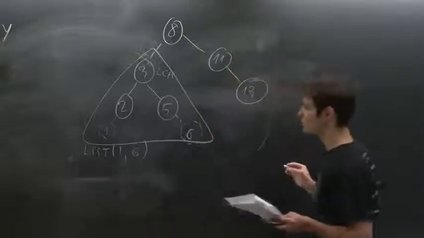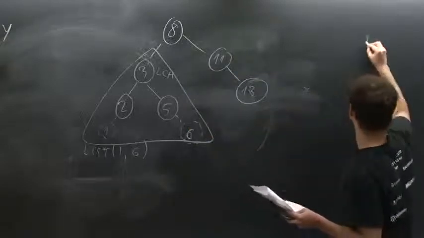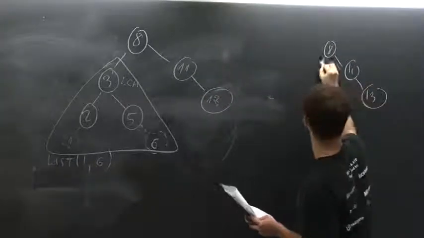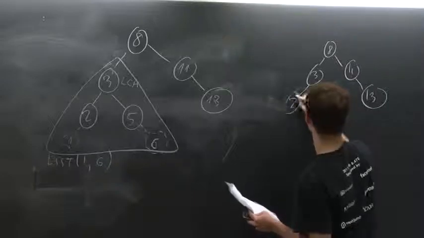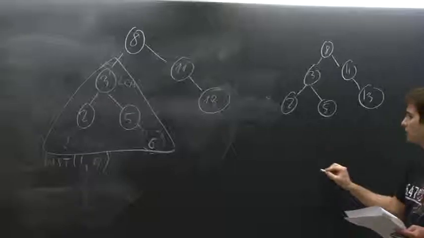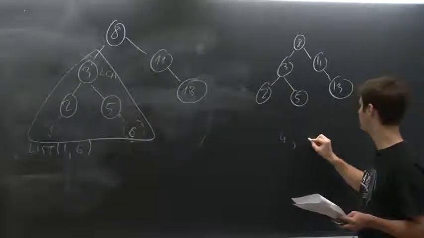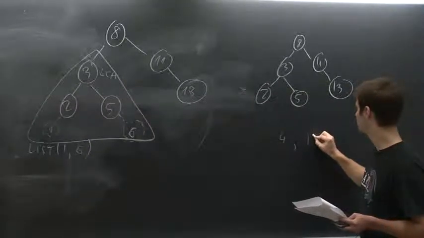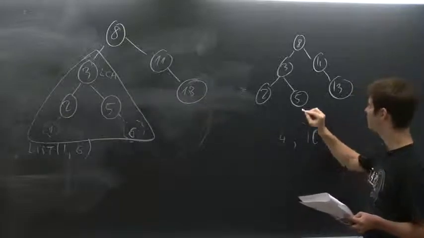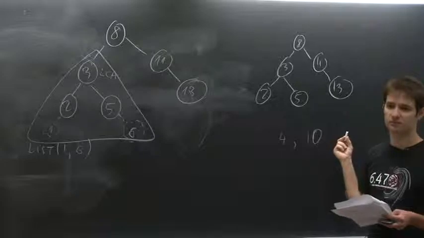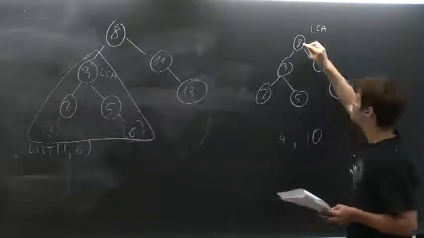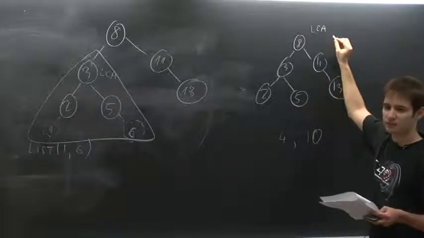Let's see, what would be a good case where it doesn't go and look? Let's take the same tree. Suppose I want to do a list between 4 and 10. What's the LCA of 4 and 10? 8. Okay, so node list would have to start here.